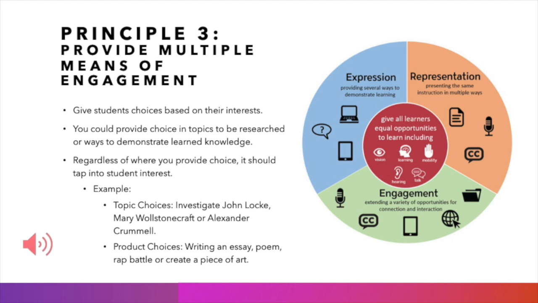For example, topic choices could include investigating Enlightenment thinkers like the traditional John Locke, or the less traditional feminist version in Mary Wollstonecraft, or abolitionist version in African American thinker Alexander Crummell. Or your choice can be in the product versions, whether the students are writing an essay, a poem, creating rap battles, or pieces of art.